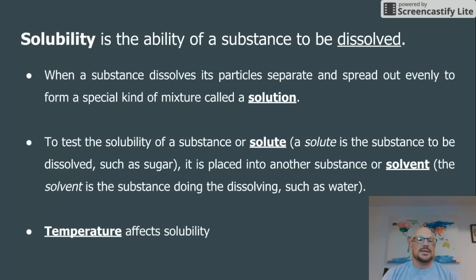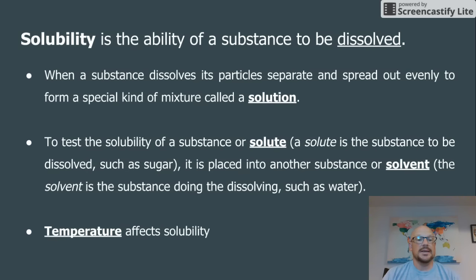If you want to test the solubility of a substance, that substance is called the solute. A solute is the substance that is dissolved, like sugar. So if you want to test that solubility, you place it in another substance called the solvent. The solvent is the substance doing the dissolving, like water. And so you could take something and put it in water, stir it up, and see, does it dissolve in that?